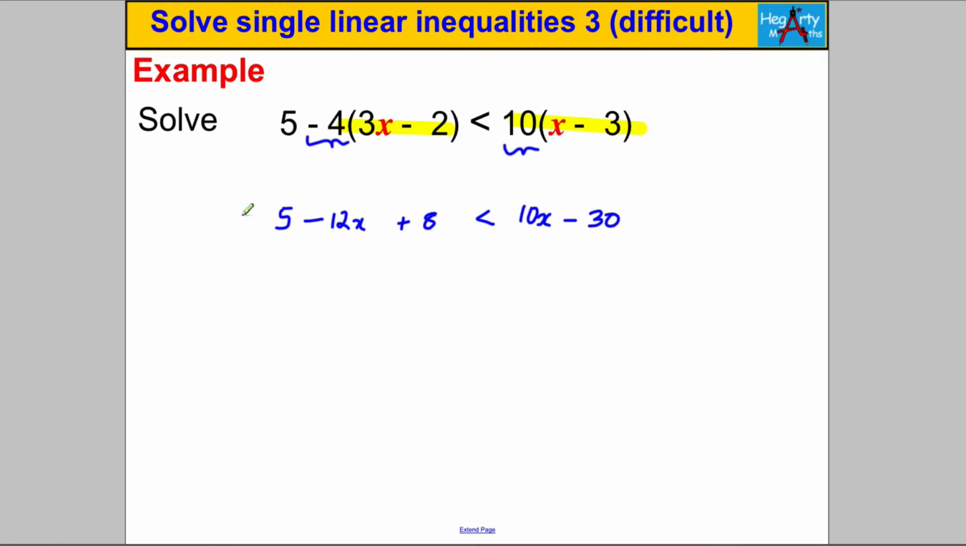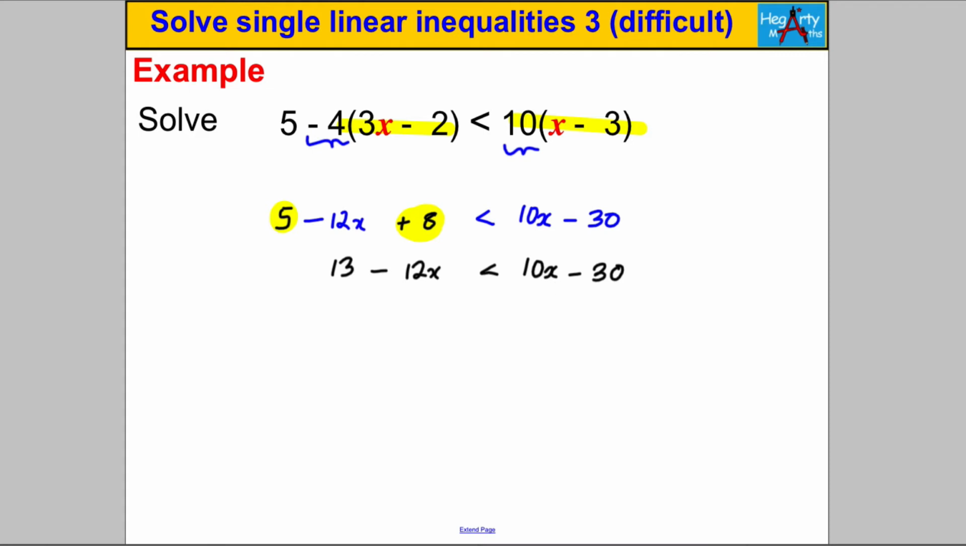Perhaps it would be a nice little idea here to tidy up and collect like terms on the left hand side. We've got a positive 5 and a positive 8. And they combine to be positive 13. So we could write that as positive 13, keep your subtract 12x, is less than 10x subtract 30. Now, I've got negative 12x on the left hand side, I've got positive 10x on the right hand side. It's probably a good idea to have your most numbers of x, okay, your biggest amount of x on the left hand side.